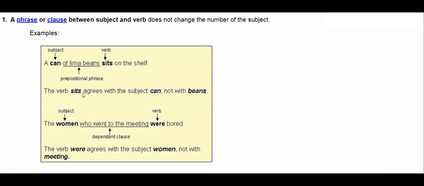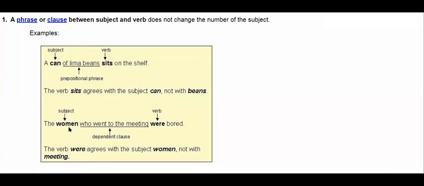The verb sits agrees with the subject can. Can over here is not a verb, okay? It is not the helping verb. We are talking about the object can, a tin can, not with beans, okay? Sits is agreeing with can, not with beans. Remember, can is singular, sits is singular as well.